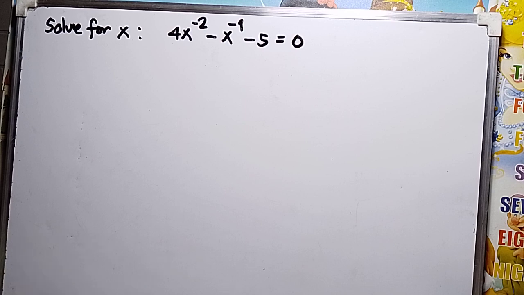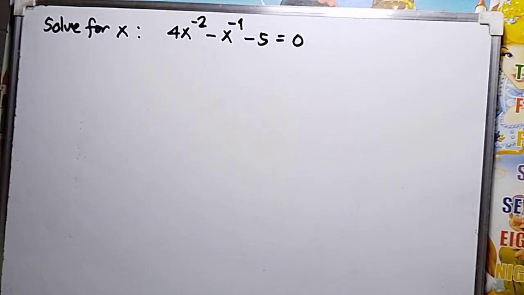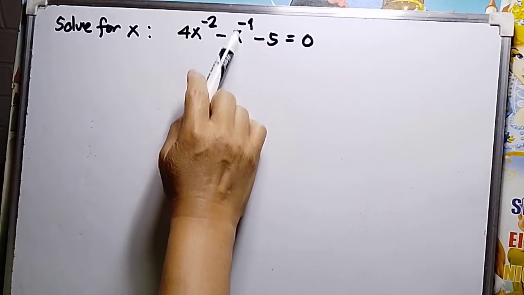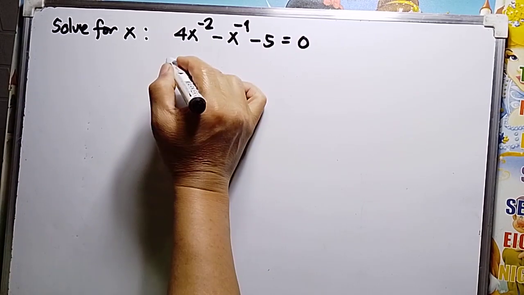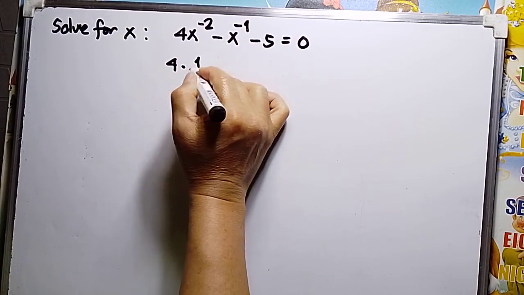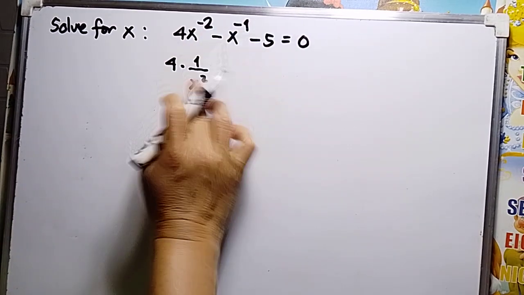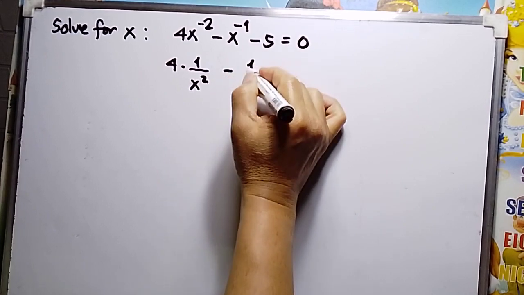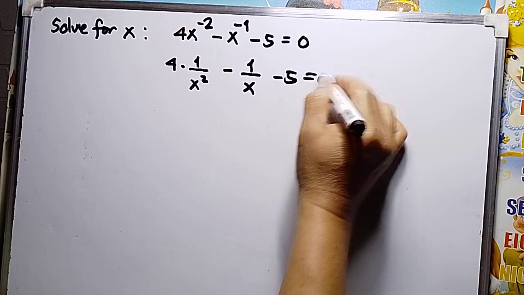So I have here: solve for x. The equation has a negative exponent, so I have to simplify that equation later. 4x raised to negative 2 minus x raised to negative 1 minus 5 equals 0. To simplify this one, it is 4 times 1 over x squared. This topic is under the index laws, or laws of exponents. Then minus 1 over x, then minus 5 equals 0.